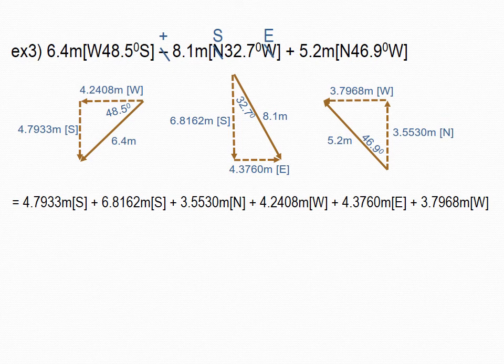The easiest way to line this up, in my opinion, I will take this south value and add it to this south value, and then add it to this north value. So south, south, and then north. Then I will take this west value, this east value, and this west value and add them all together.